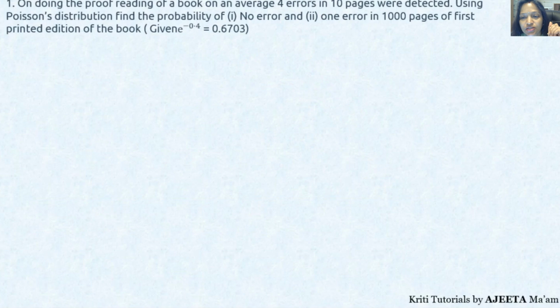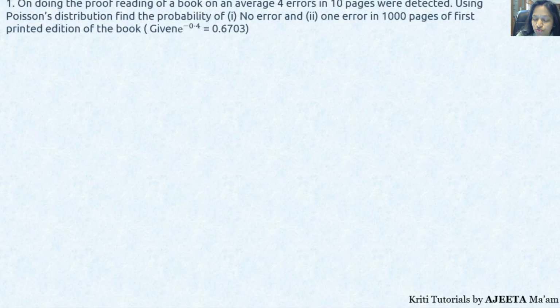So now the first is based on doing the proof. Reading of a book on an average for 4 errors in 10 pages were detected. Using Poisson distribution, find the probability of no error, 1 error in 1000 pages of first printed edition of the book. So this is based on Poisson distribution. So this is the question from probability unit. As I said, the entire test is on that. So first question is on Poisson distribution.